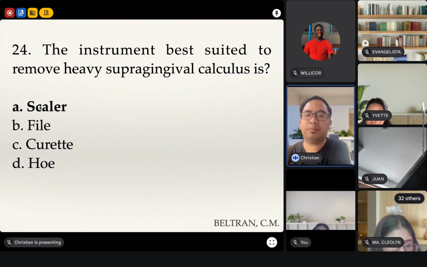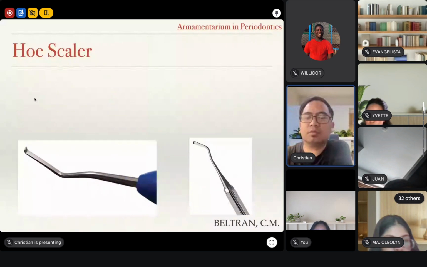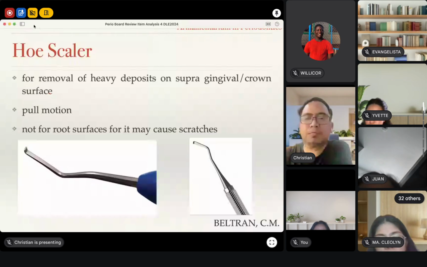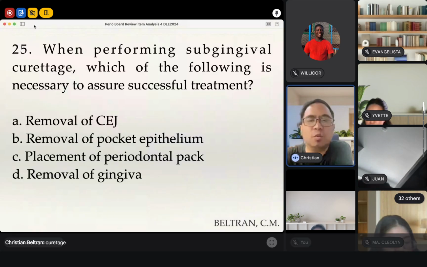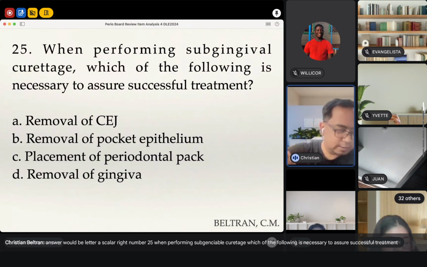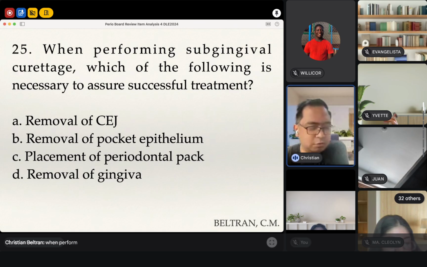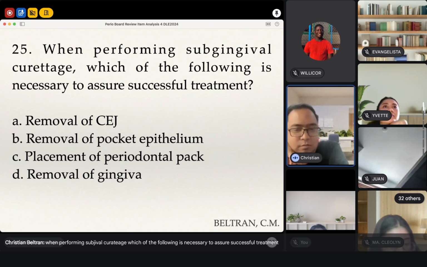Number 25. When performing subgingival curettage, which of the following is necessary to assure successful treatment? Ito. Ang ganda yung question na yan. When performing subgingival curettage, which of the following is necessary to assure successful treatment? What would you answer here?